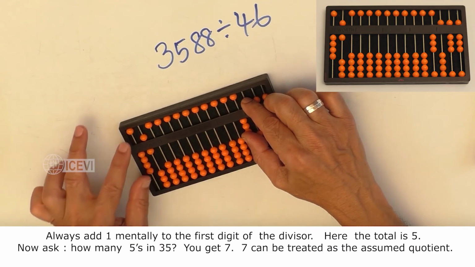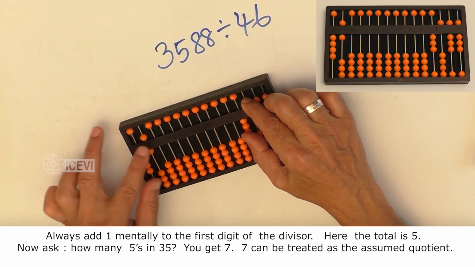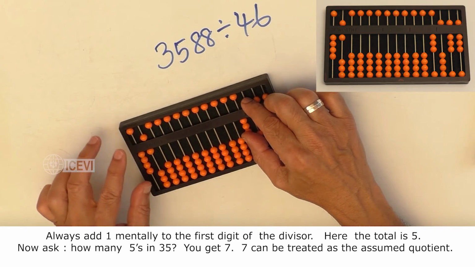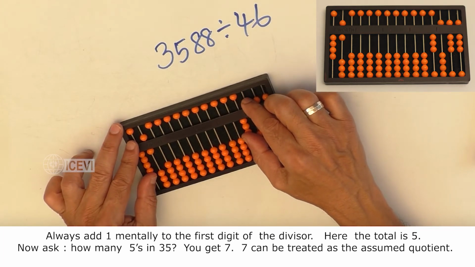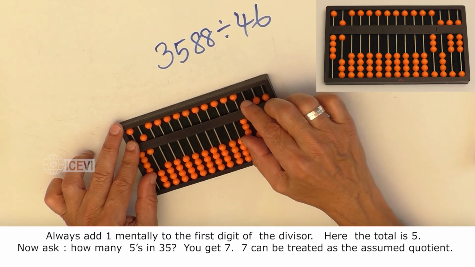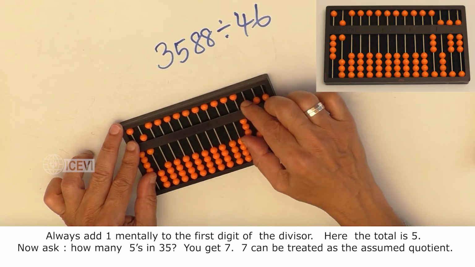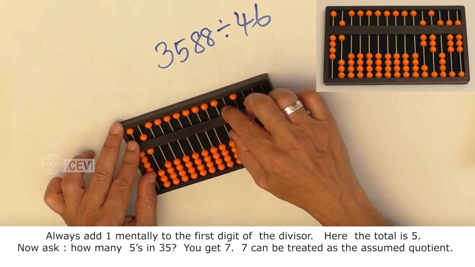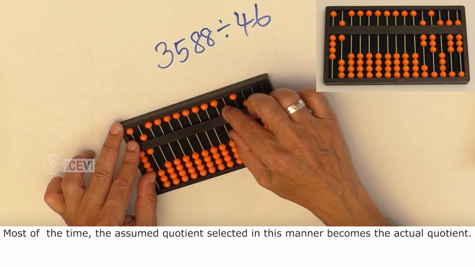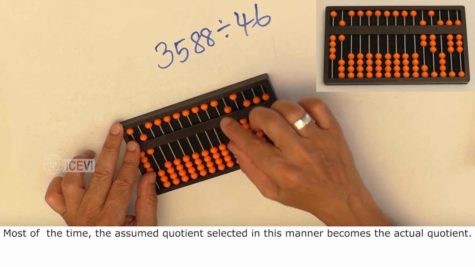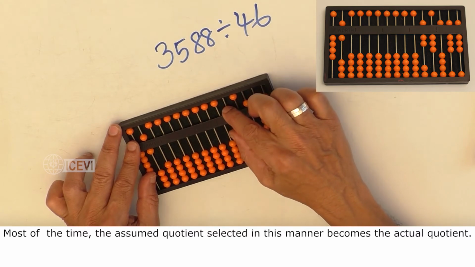Always add 1 mentally to the first digit of the divisor. Here the total is 5. Now ask, how many 5s in 35? You get 7. 7 can be treated as the assumed quotient. Most of the time, the assumed quotient selected in this manner becomes the actual quotient.